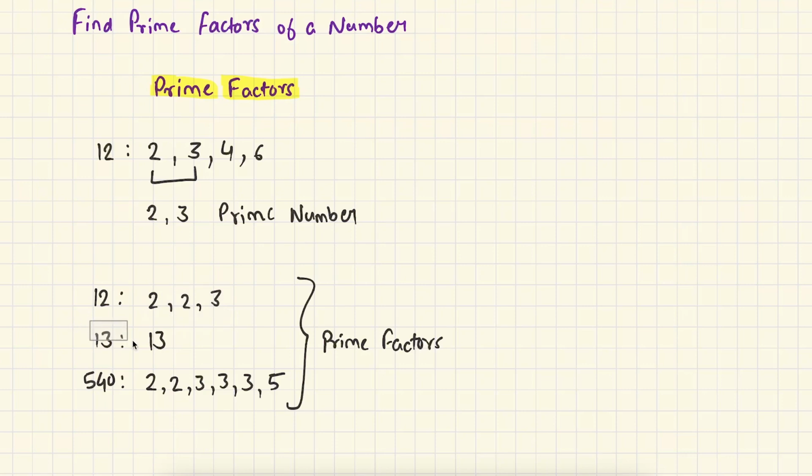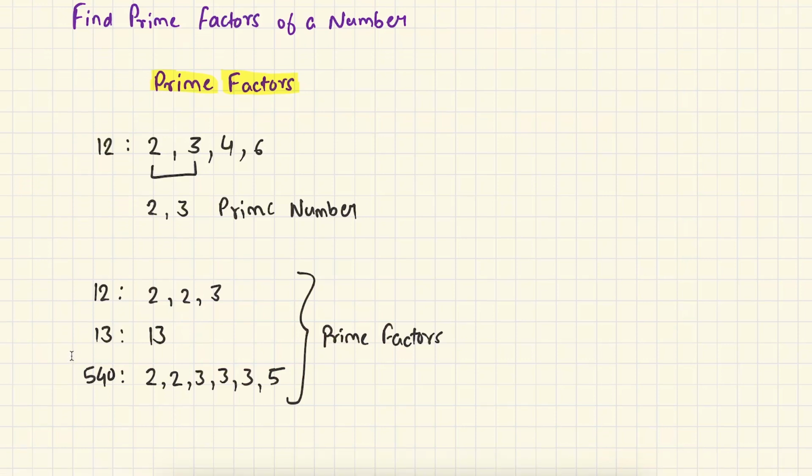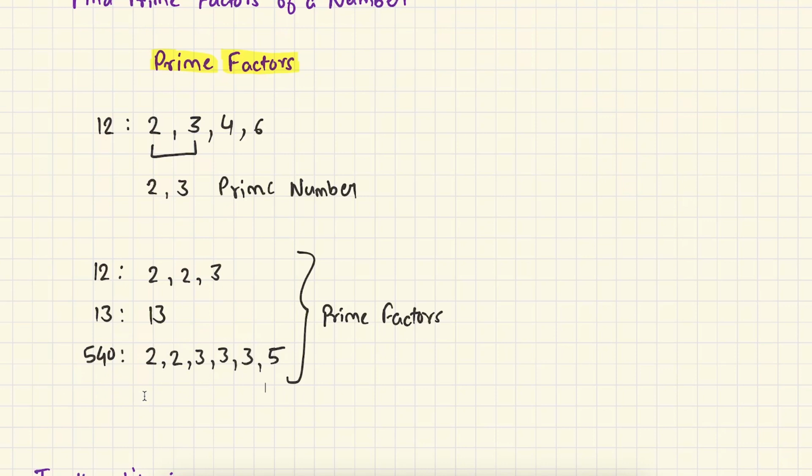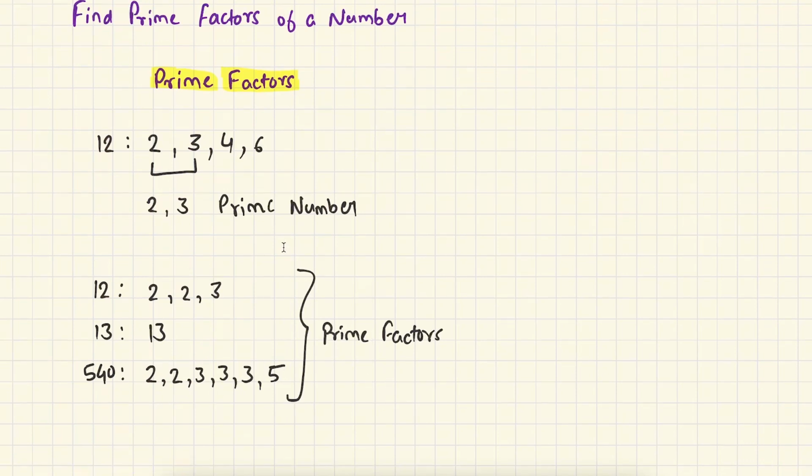In case of 13, the prime factor is only 13, because 13 is itself a prime number, and the prime factor of any prime number is going to be only itself. Similarly, in case of 540, the prime factors of 540 are going to be 2, 2, 3, 3, 3 and 5. It means 540 is divisible by 2 two times, by 3 three times and by 5 one time. And in this example, all of these are prime factors of the corresponding number.